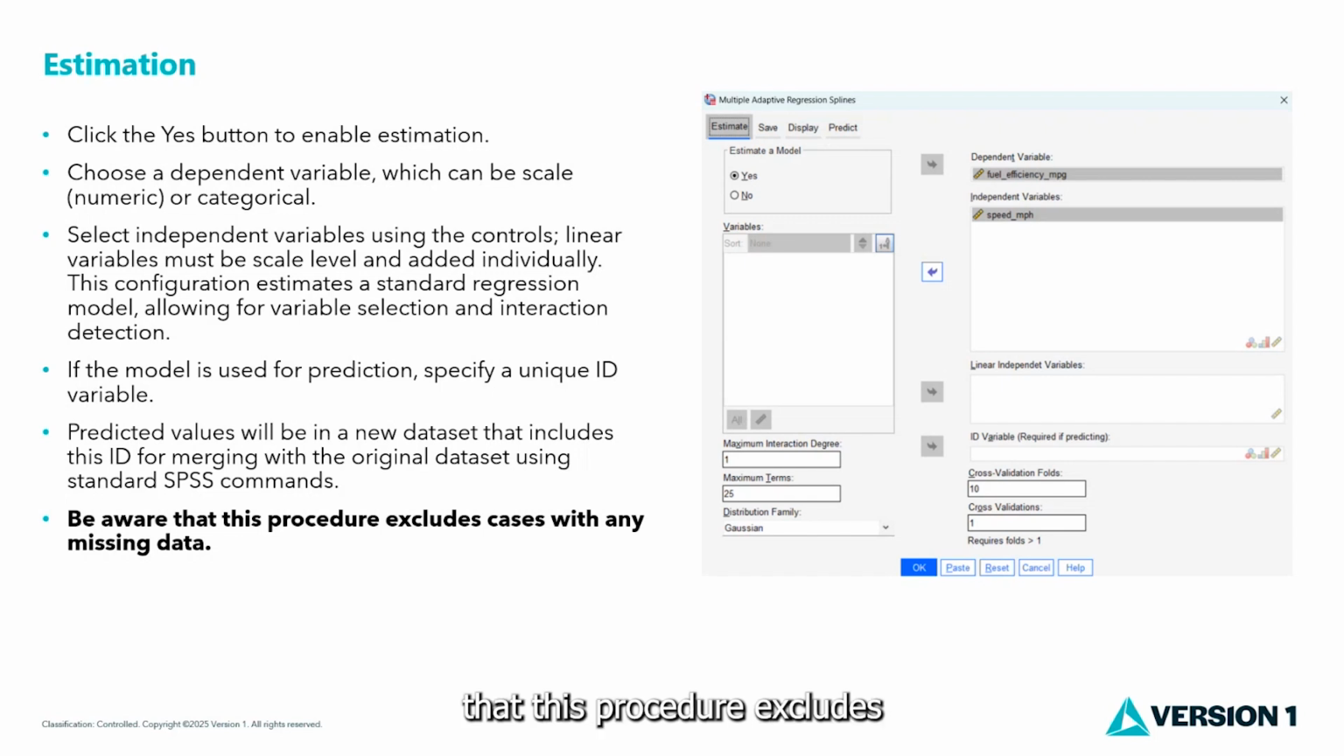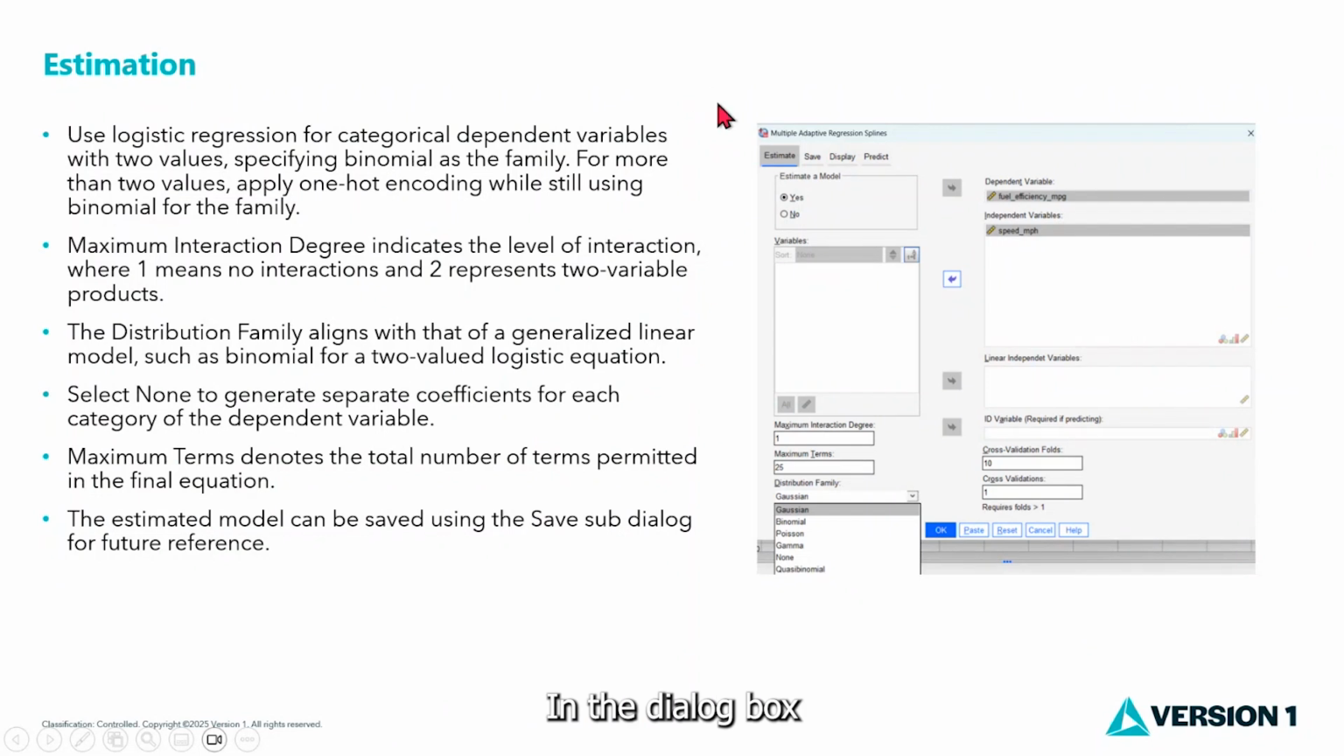Also, be aware that this procedure excludes cases with any missing data. In the dialog box, on the Estimate tab, we have Distribution Family here. So you can use logistic regression for categorical dependent variables with two values, specifying binomial here as the family. Now there's also maximum interaction degree. So you can see that here. That indicates the level of interaction where 1 means no interactions and 2 represents two variable products.